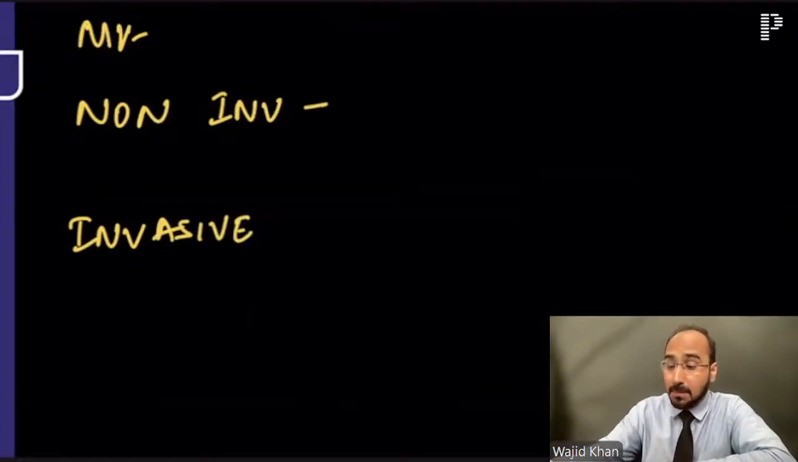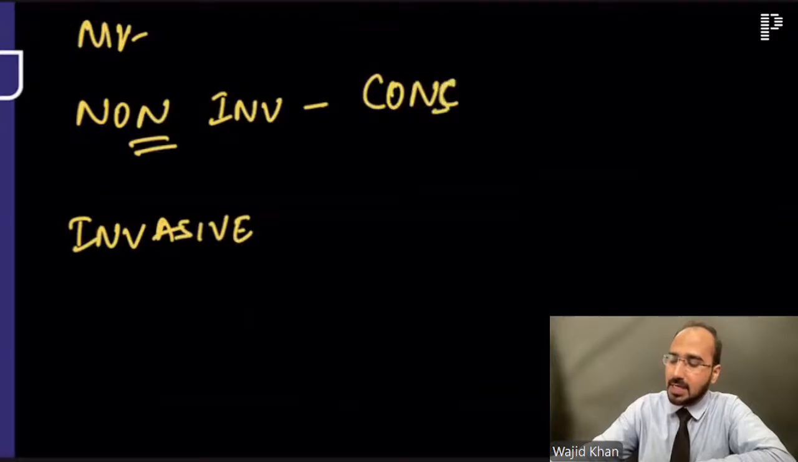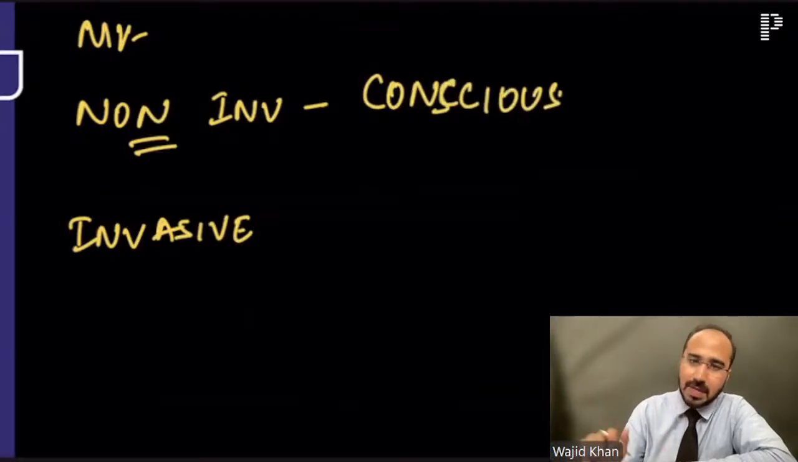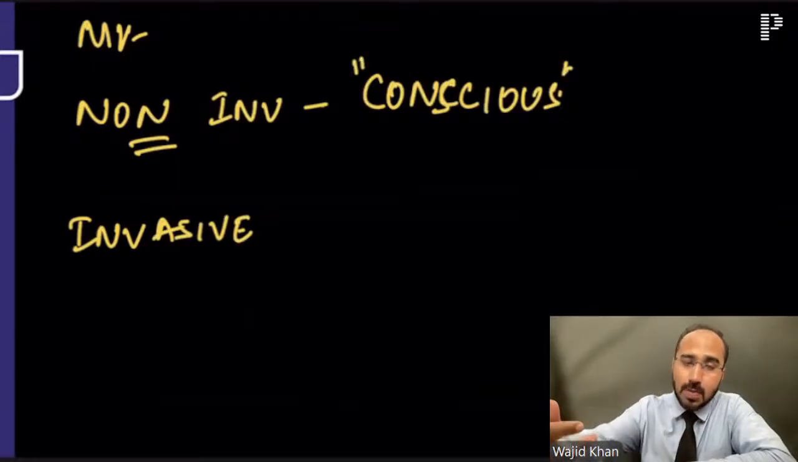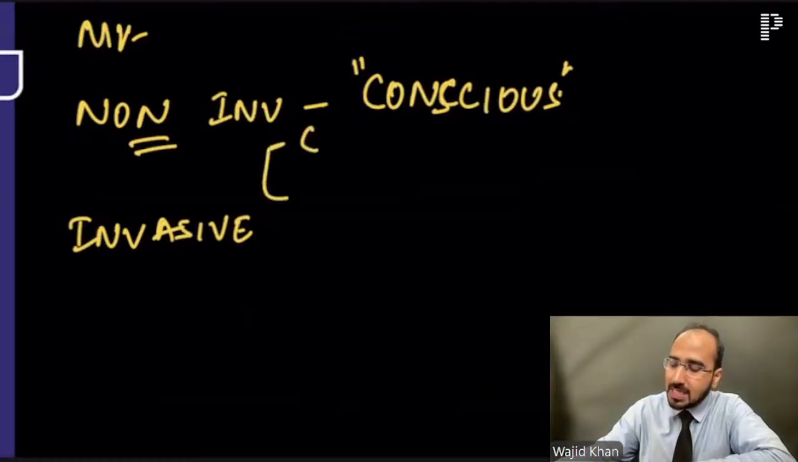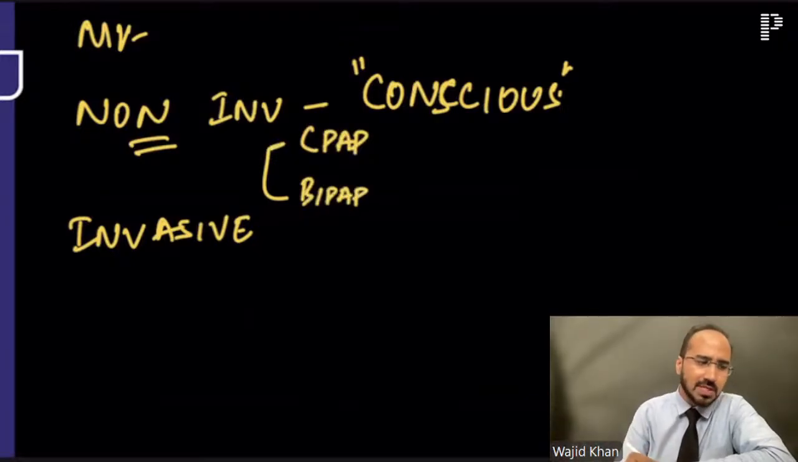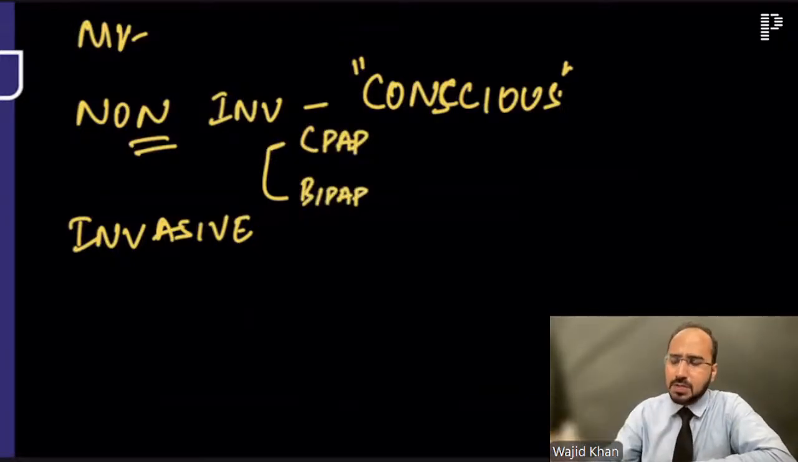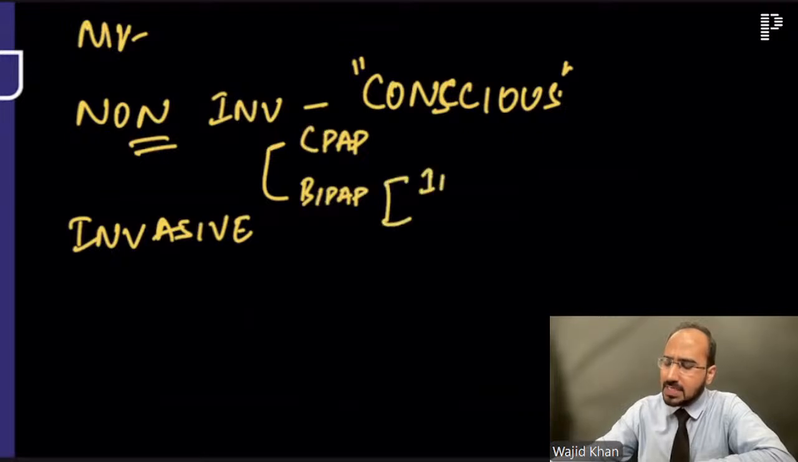For non-invasive ventilation, remember, the mandatory criterion is that the patient should be conscious. Pardon my spellings, guys. Now, remember, if the patient is unconscious and you apply non-invasive, the patient will aspirate. In non-invasive, again, there are two types. One is called CPAP, the other is called BiPAP. CPAP means continuous positive airway pressure, and BiPAP gives two levels of pressure. One is the inspiratory, the other is the expiratory. It gives a higher inspiratory and a lower expiratory pressure.